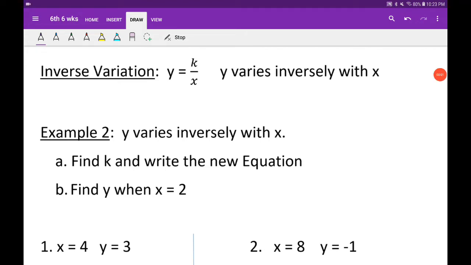Okay, class, now for some algebra 2, inverse variation. Okay, so slightly different equation. It's a fraction. It's a rational equation. y equals k over x. Okay, so k is still the constant. All right, and we say y varies inversely with x.